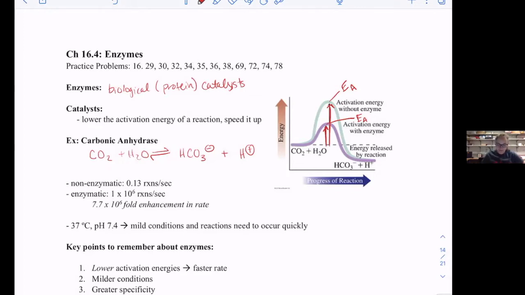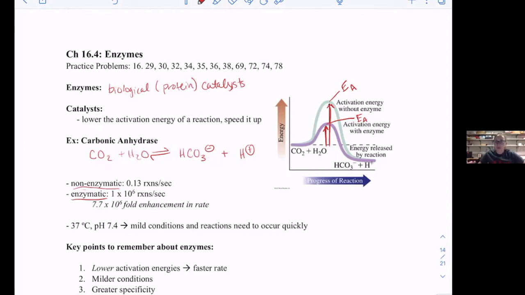Just for example, for the non-enzymatic, non-catalyzed reaction, there are 0.13 reactions per second just naturally. However, when you have an enzymatic reaction, so this enzyme, carbonic anhydrase, helps to speed up this reaction, you get 1 × 10^6 reactions per second. So it's almost 1 million reactions a second. Actually, it is 1 million reactions a second, for a 7.7 × 10^6, so a 7.7 million fold enhancement in rate. It makes it go 7.7 million times faster.